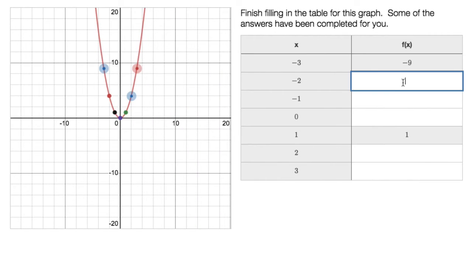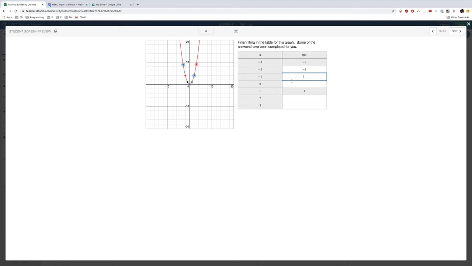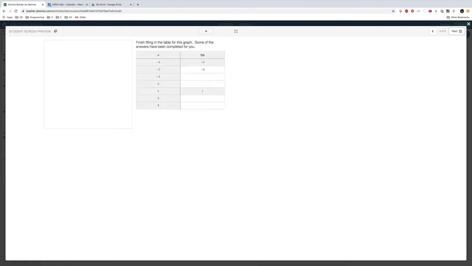This next one, again, you're just plotting the points, so click on it to see the point. This one's at 3, -9. The next one down here is at 2, -4, so we'd put -4 in right here. And you're going to go through and do all the other points on this quadratic equation. And you're going to plot all the points in the table for me.